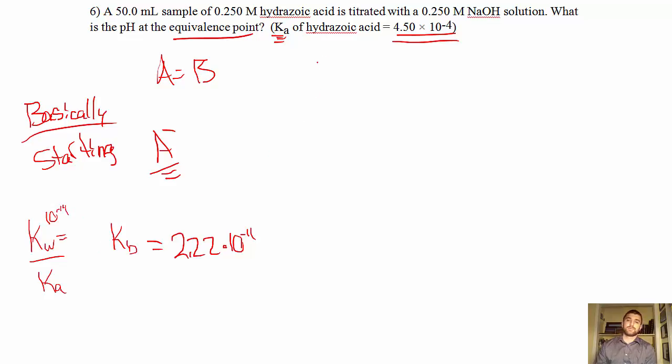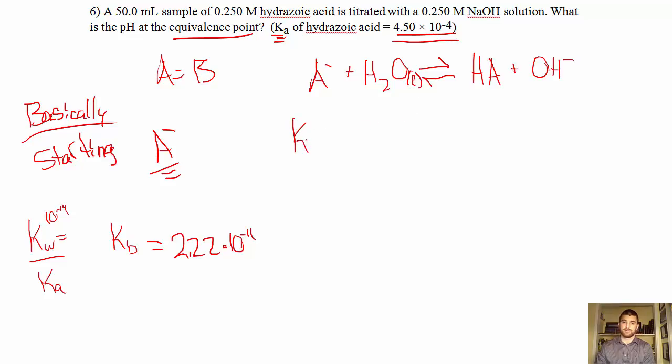So now what? Well, that anion is acting as a base. What's happening is it's attacking the water. It's making the acid and the OH minus from that. So this H2O is a liquid, so it's going to drop out of our Kb expression. So we're going to be left with the Kb expression being as such.